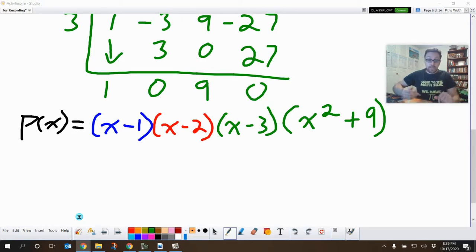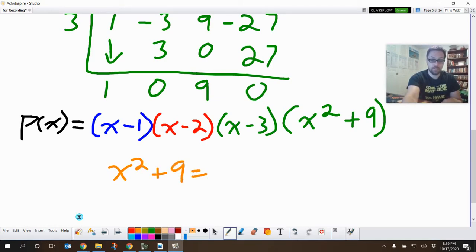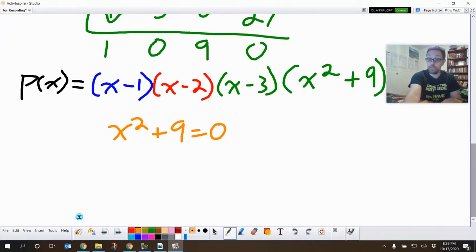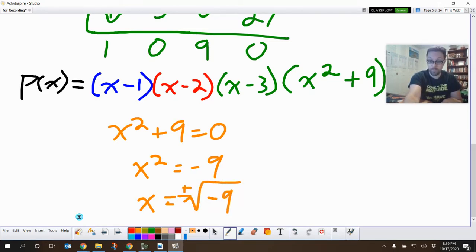We can find them using good old solving by square root, because zeros and solutions and x-intercepts are all the same thing. So let's find the solutions that would make this thing into 0. Find the solution to this equation. So we get x squared equals -9. Then we square root both sides. And so we get plus or minus, excuse me, I'm not that tired that I'm going to forget a plus or minus. So we get plus or minus, the square root of 9 gets us 3i.